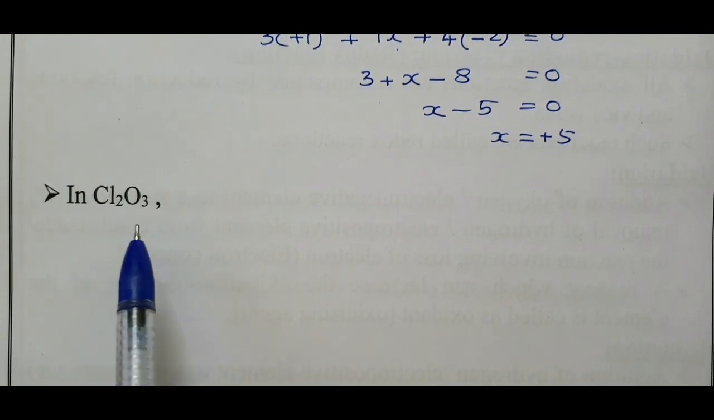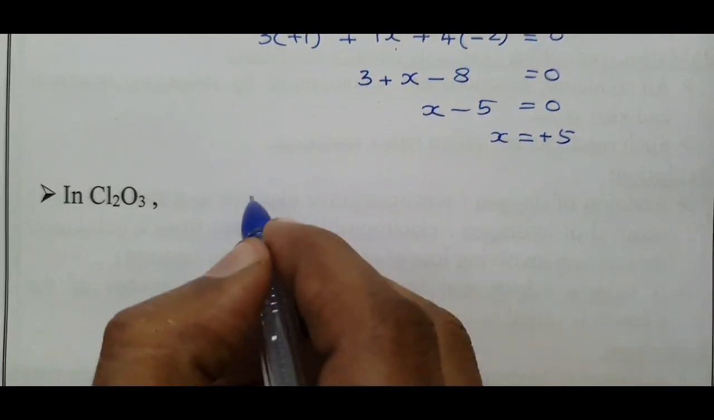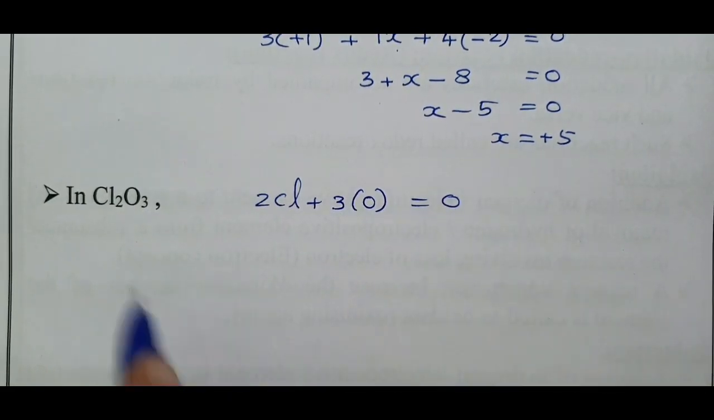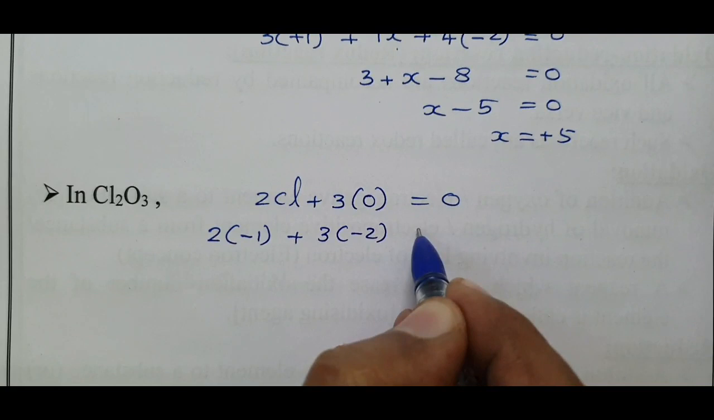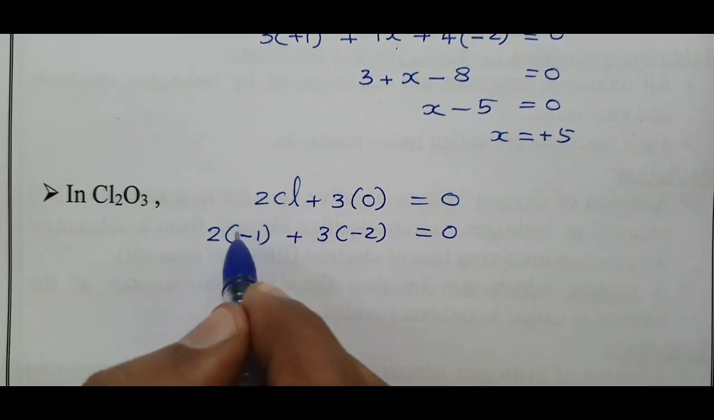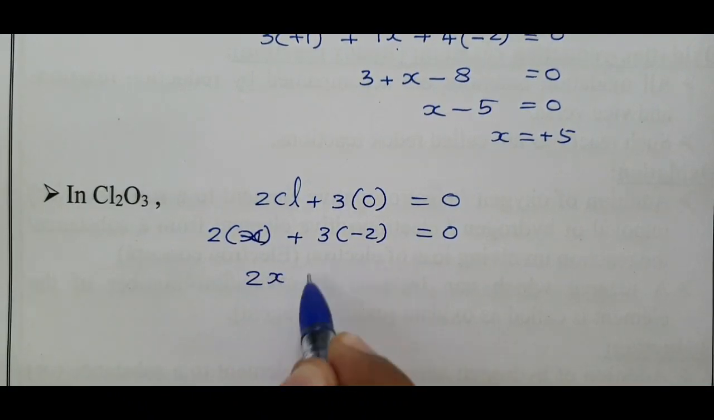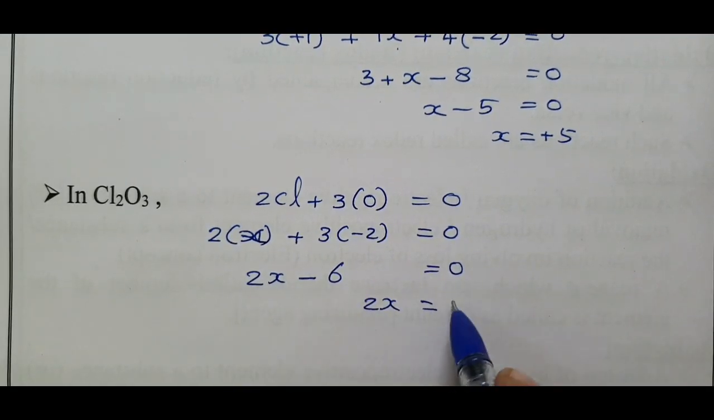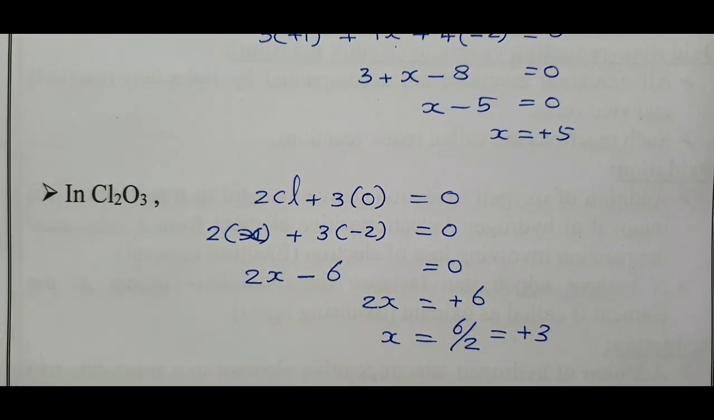Now, we are going to find out the oxidation number of chlorine in Cl2O3. 2 chlorine atoms and 3 oxygen atoms are present, total equal to 0. 2 into chlorine oxidation state X plus 3 into oxygen oxidation state minus 2 equal to 0. 2X, 3 into minus 2 equals minus 6, equal to 0. Bring the minus 6 to the right hand side, it becomes plus 6. X equals 6 by 2 equals plus 3, the oxidation state of chlorine in Cl2O3.